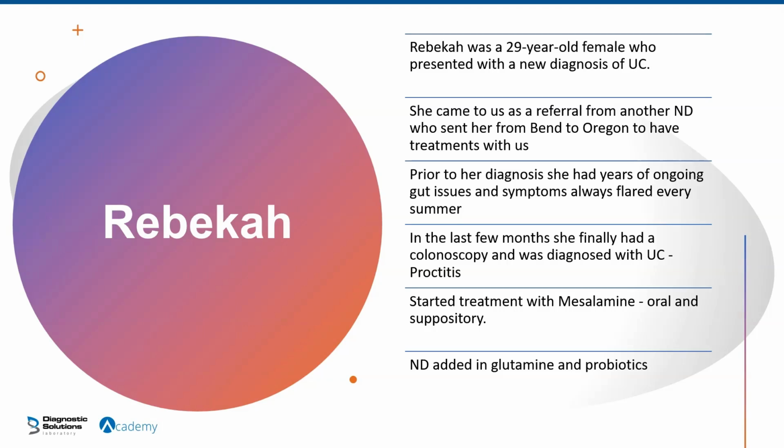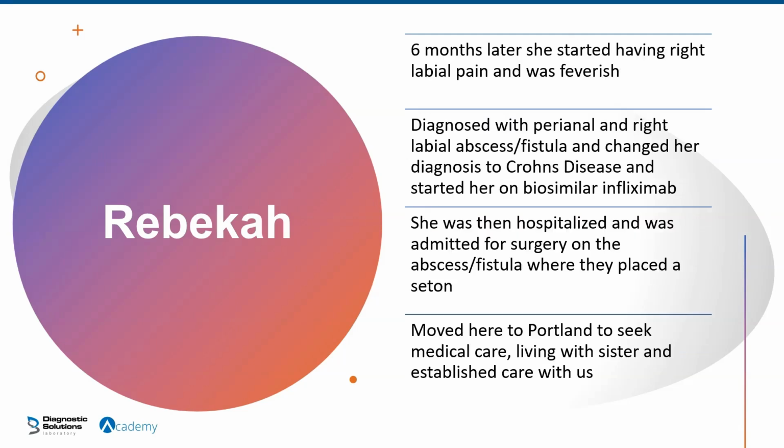She had a history prior to diagnosis of every summer having some kind of GI flare. This summer was especially bad. It's the worst it's ever been. And so she had recently finally gotten a colonoscopy, and the diagnosis was ulcerative proctitis. They started her on oral and rectal treatment of mesalamine, which is a non-steroidal anti-inflammatory agent. The naturopath added in glutamine and probiotics to her treatment plan.